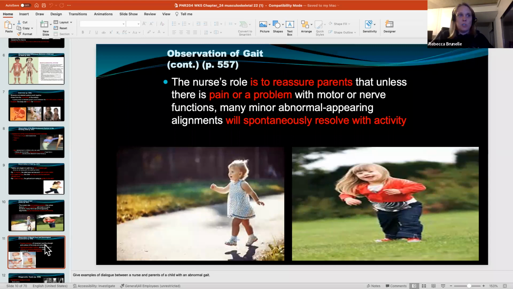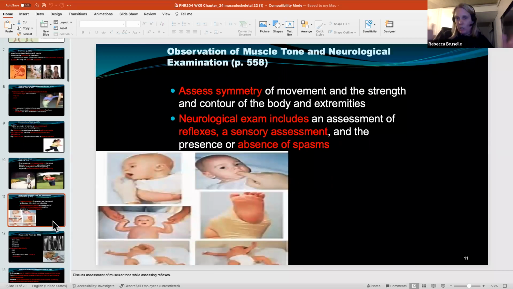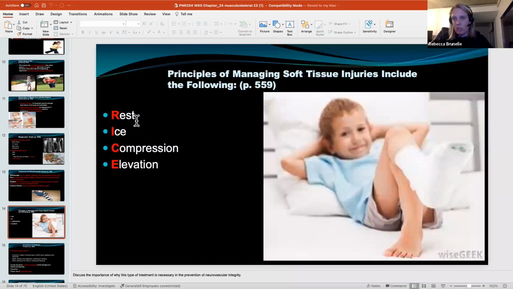And you're still going to be thinking about symmetry and strength; it should be the same on both sides. When kids have a fall but they don't have a fracture, then they would have what's called a soft tissue injury. And it's important to know this acronym: rest, ice, compression, elevation. You're going to see this in med surg, you're going to see this throughout your life. This is the basic thing that you do if there's been a soft tissue injury.